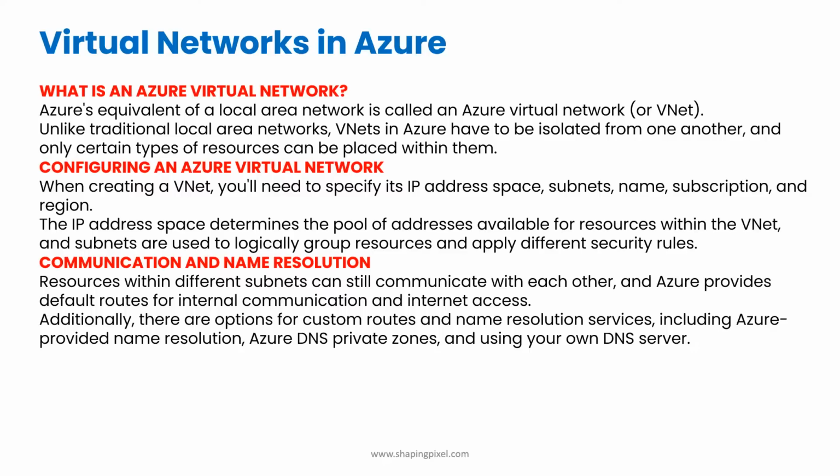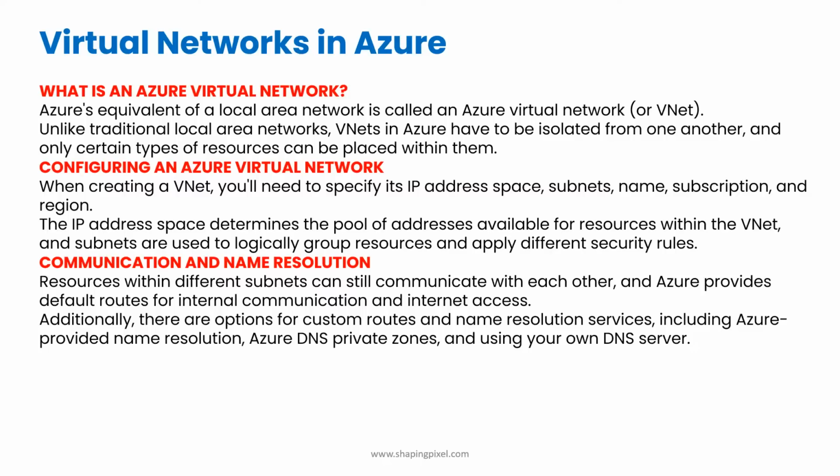When creating a VNet, you will need to specify its IP address space, subnets, name, subscription, and region. The IP address space determines the pool of addresses available for resources within the VNet, and subnets are used to logically group resources and apply different security rules. Resources within different subnets can still communicate with each other.